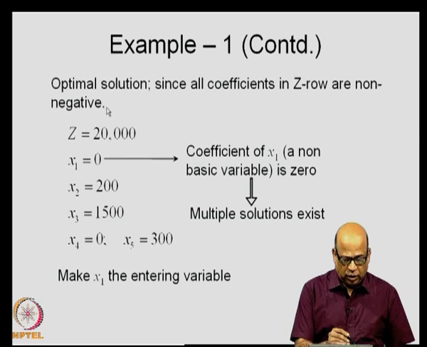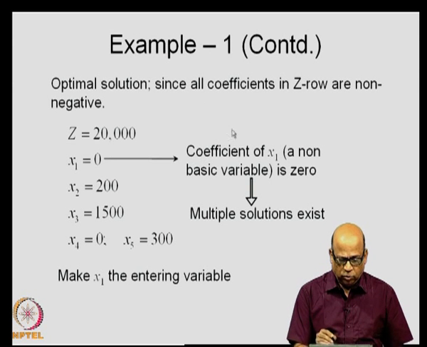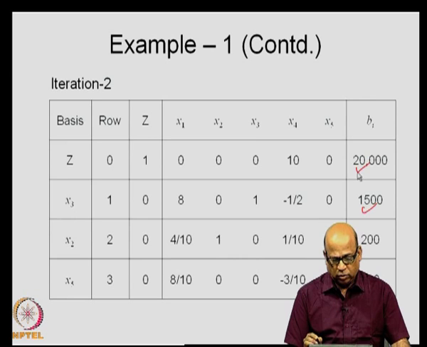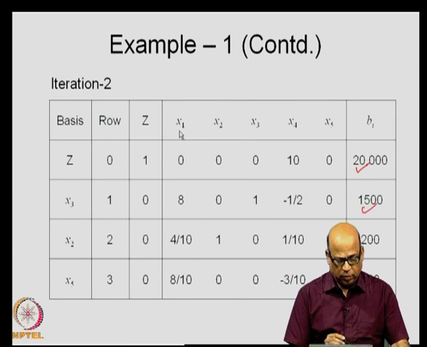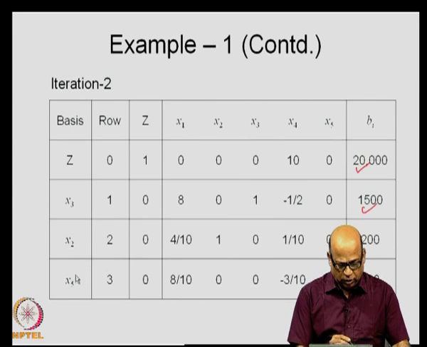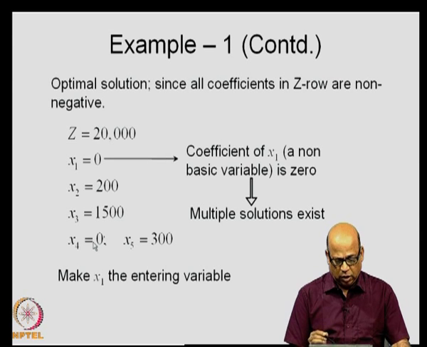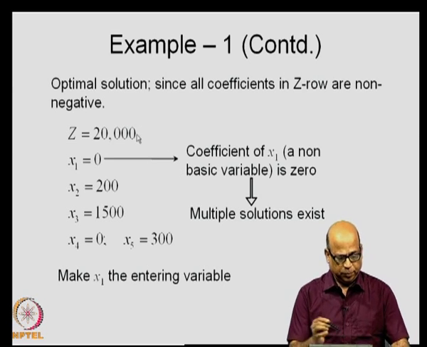So what we are saying now is, since all the coefficients in the z row are non-negative, this is the optimal solution, and the optimal solution is z equal to 20,000. That is what we are reading here: z equal to 20,000, x1 equal to 0 because it is a non-basic variable, x2 equal to 200, x3 equal to 1500, and x4 equal to 0 because it is a non-basic variable, and x5 equal to 300. So, this is the solution that you obtain.